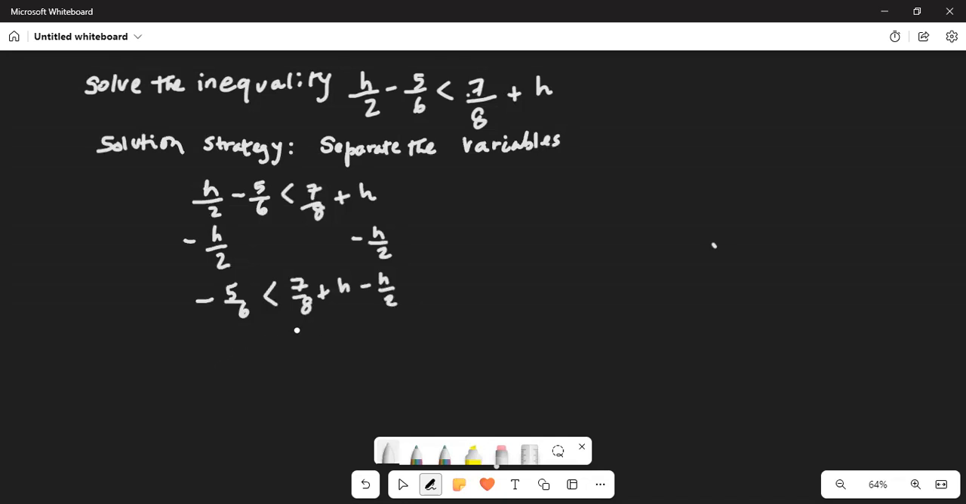Now I will remove the constant terms, move them to the left-hand side, and keep the h term on the right-hand side of the inequality. So in order to do that, I will have to subtract 7/8 from both sides of the inequality. Okay.